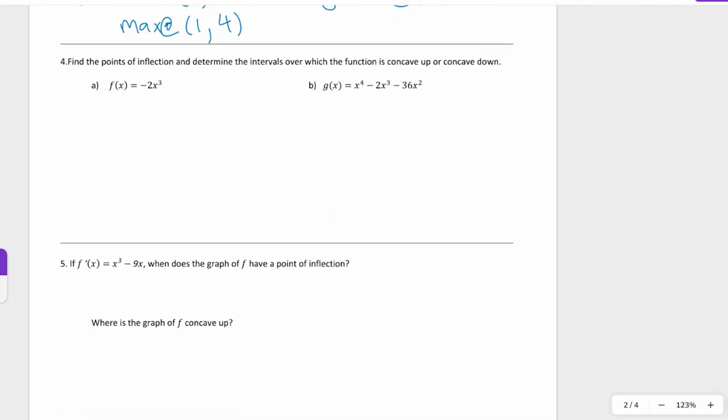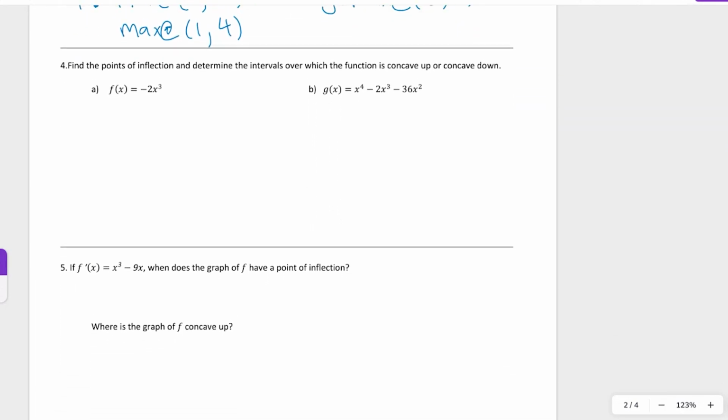Number 4 says find the points of inflection to determine the intervals in which the function is concave up or concave down. So we are going to find the second derivative of each one of these functions, create a sign chart, and analyze the signs in each interval. So let's start with the first one. F prime would be negative 6x squared. So f double prime would be negative 12x.